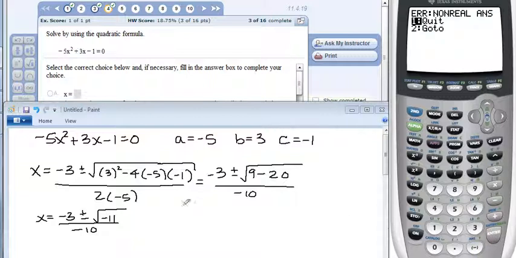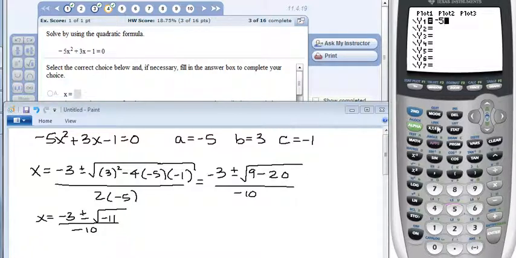All right. Now we're going to see later in this section how to do these when they're imaginary, because these have imaginary answers. This particular equation, well, let's take a look at it. We've got negative 5x squared.